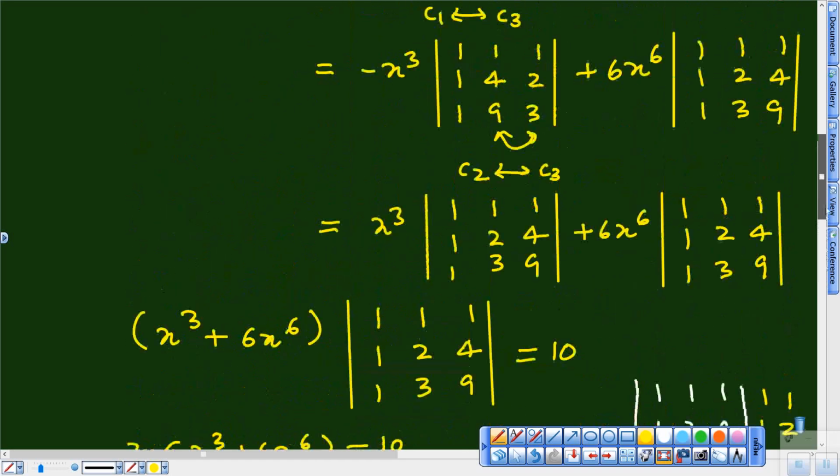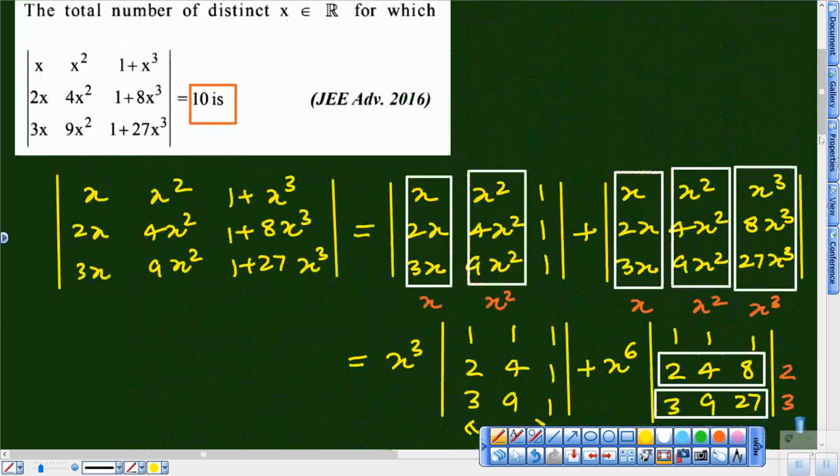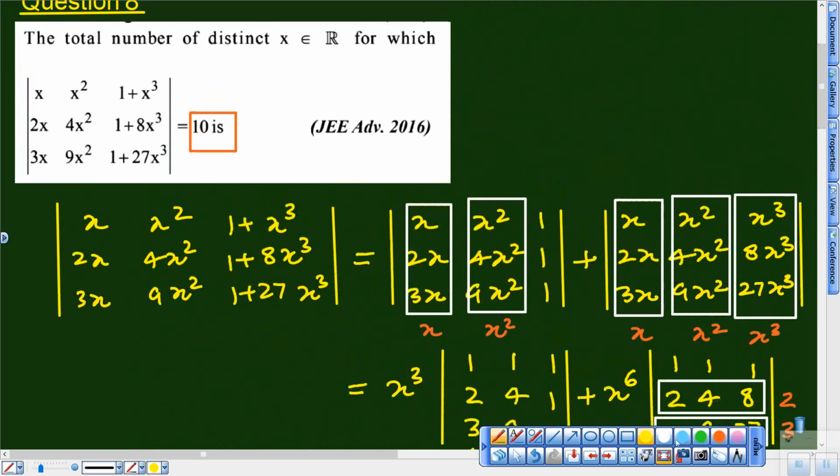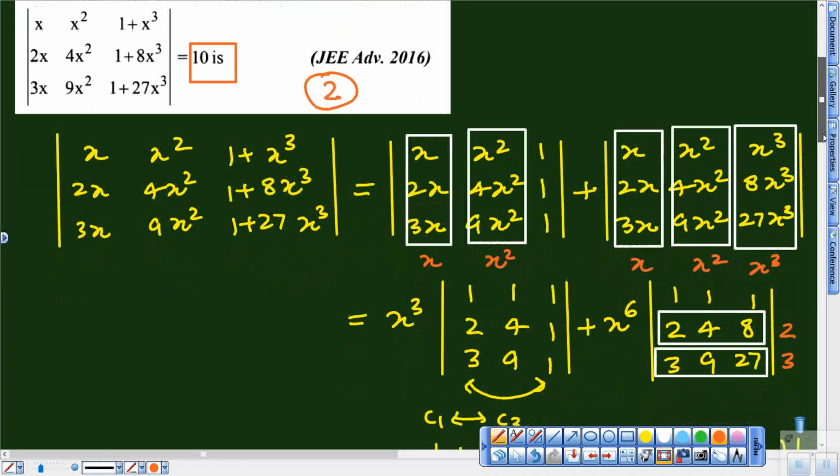Thus, the answer to the integer type question would be 2, because it was written clearly. You can see that here. It was written very clearly, x belonging to real numbers. That's why real solutions are only 2 in number. So 2 is the answer.